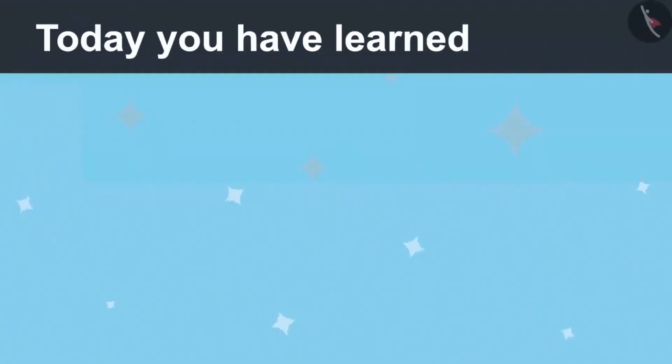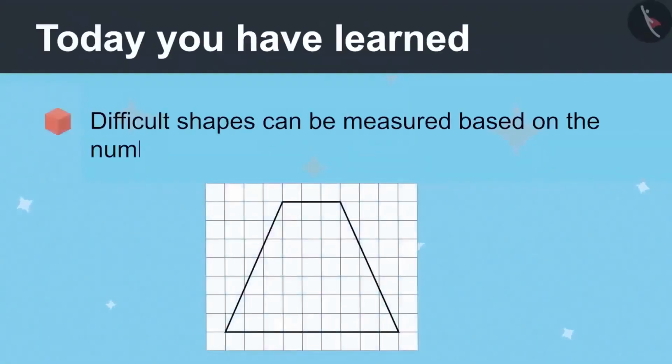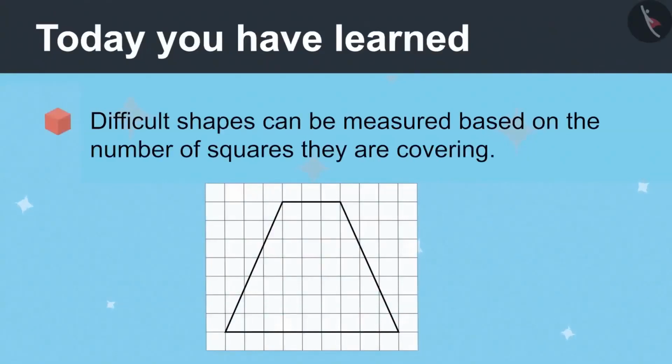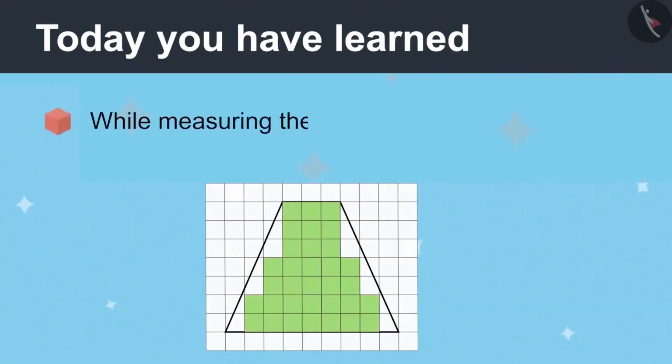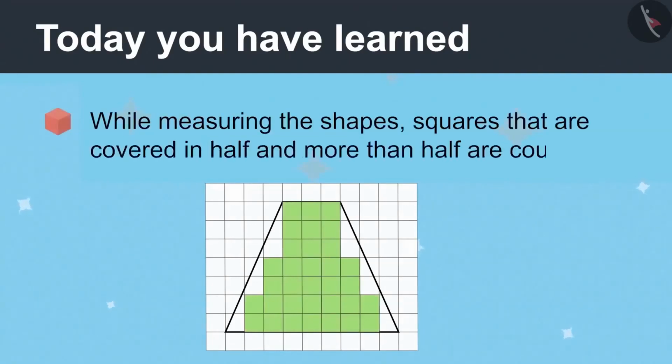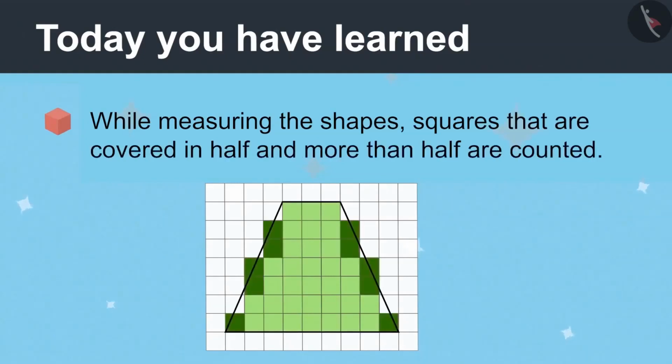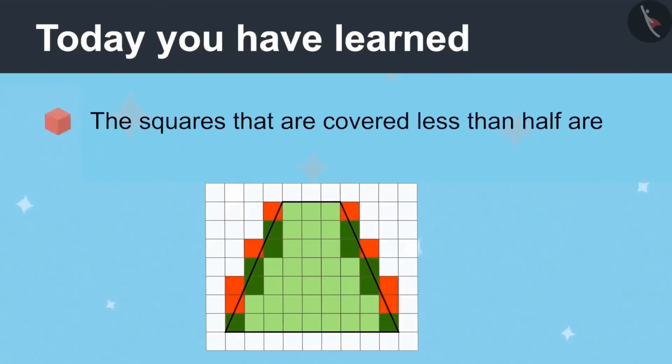Today you have learned that difficult shapes can be measured based on the number of squares they are covering, and while measuring the shapes, squares that are covered in half and more than half are counted. The squares that are covered less than half are not counted.